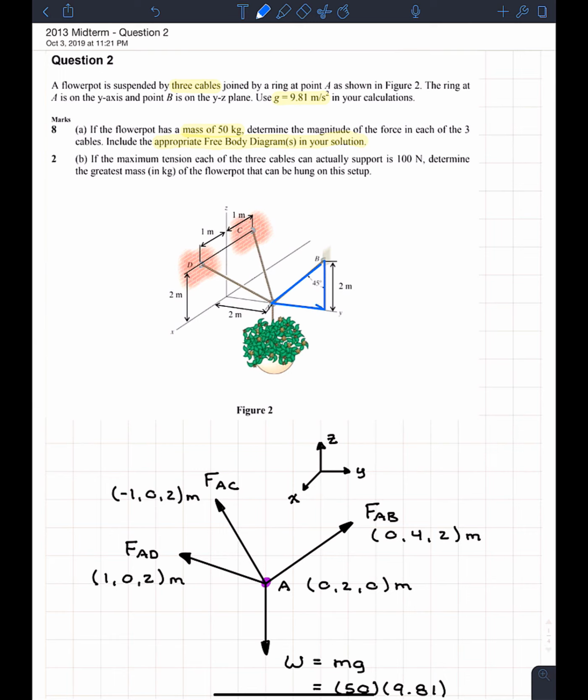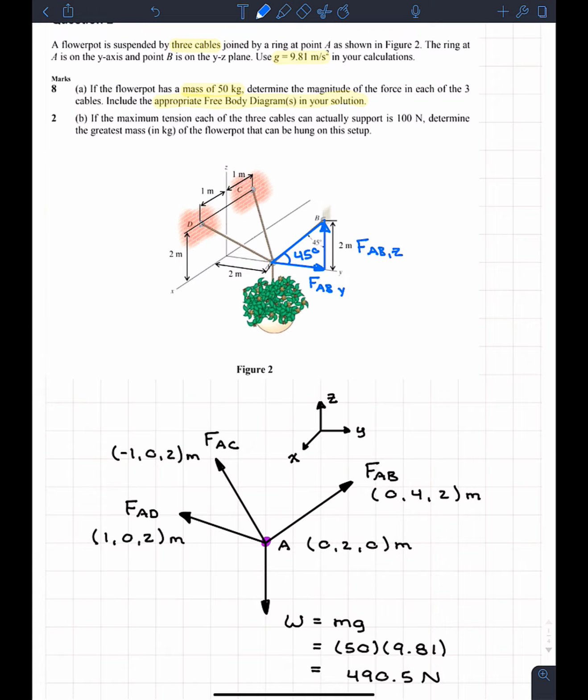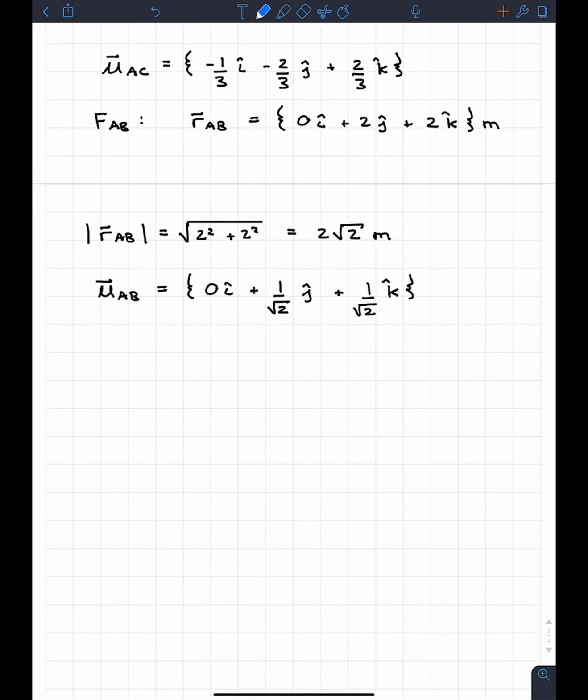So from here to here, this direction right here, that's going to be our FAB in the Y. And then going up to the top, it's going to be FAB in the Z direction. So we could have found these by just using trigonometry. If we know this angle here, which is 45 degrees, we know that FAB in Y is just going to be cosine of 45. And if we check this out right here, it's going to be cosine of 45. Well, what do you get when you do cosine of 45? You get 1 over root 2.